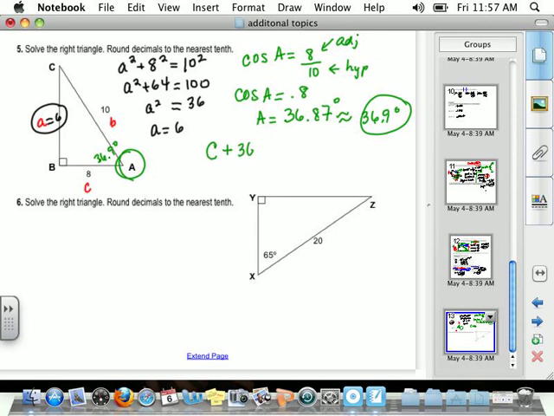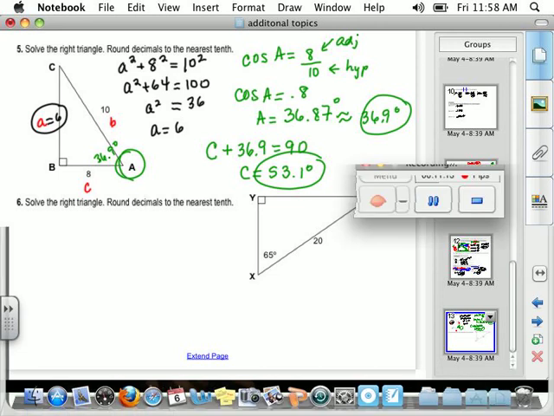All right, so this is the angle right in here, 36.9 degrees. So how do I find angle C? Add the 90 and then subtract from 180, right? So you could add 36.9 plus 90 and subtract them from 180 to get this.